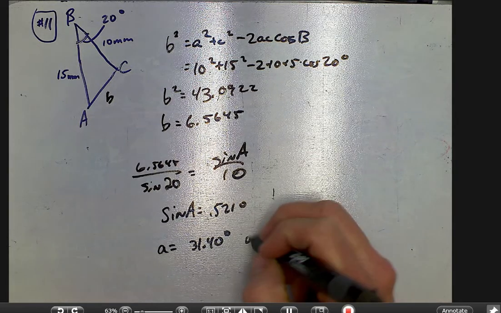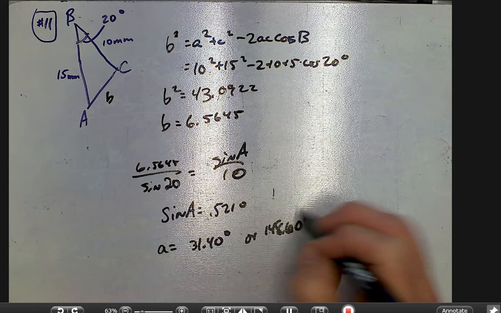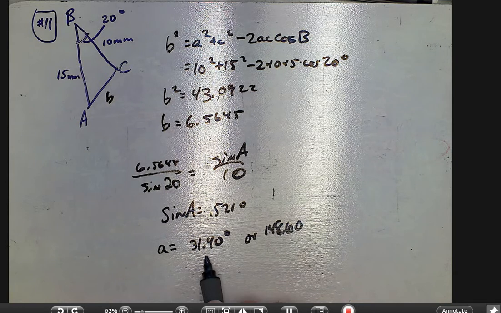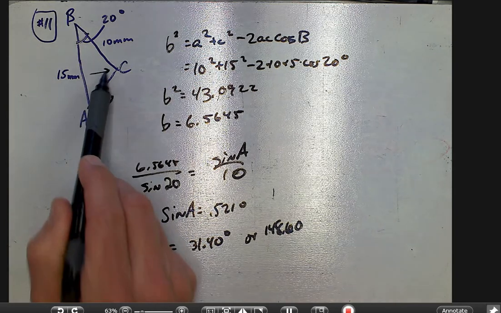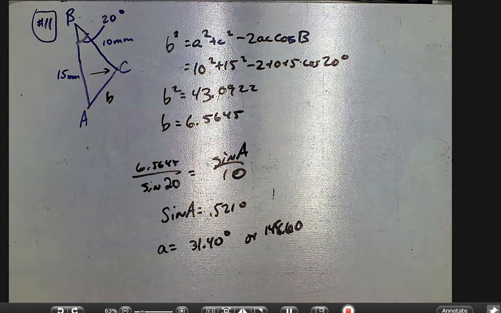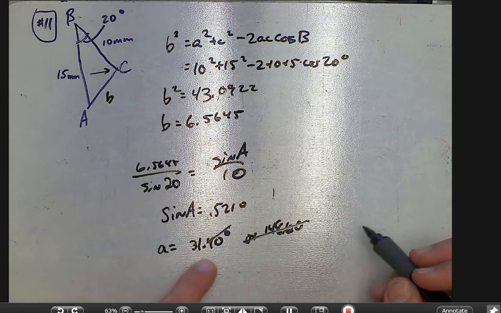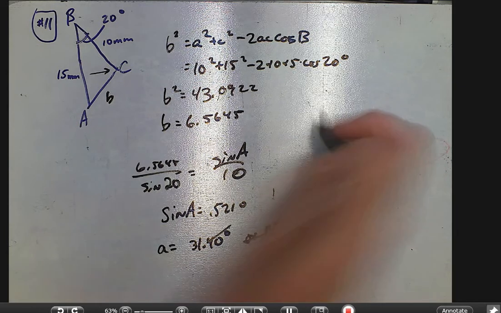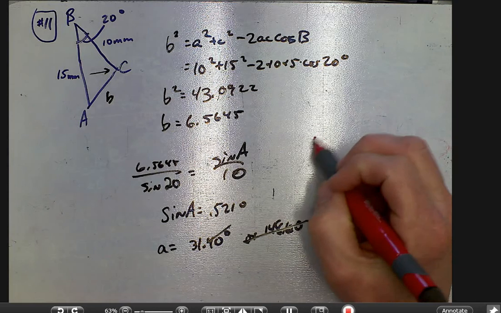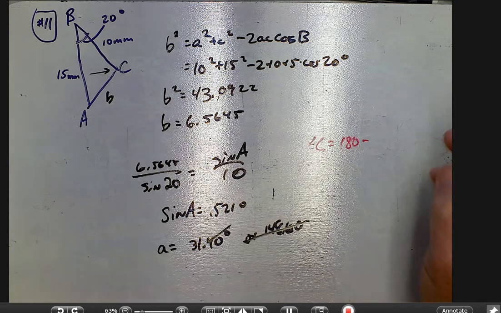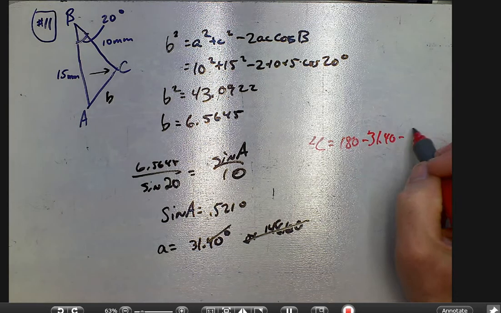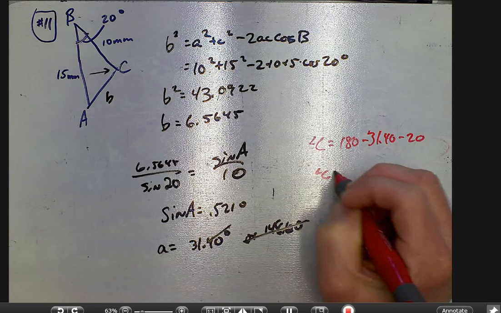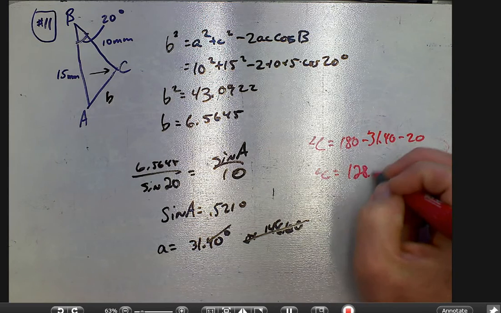Or it can be 148.60 by taking 180 minus 31.40. But again here, since it looks like side C is the biggest, angle C has to be the biggest, therefore the angle can't be the 148.60, therefore it's a 31.4. Therefore, the last angle, which we don't have yet, is angle C, is 180 minus 31.40 minus 20. Angle C turns out to be 128.6 degrees. That looks just like that.